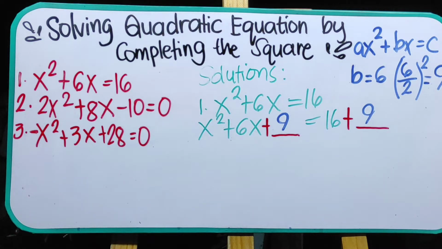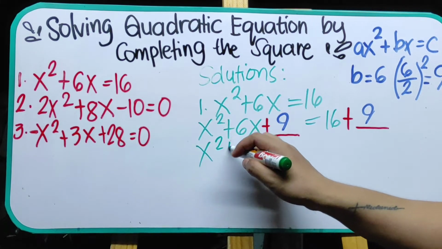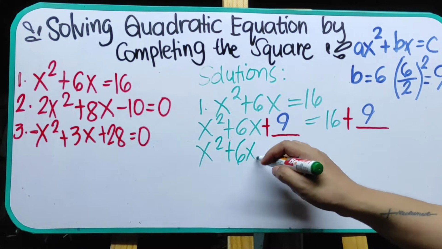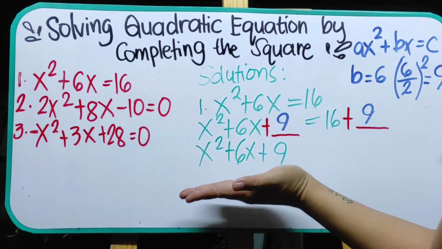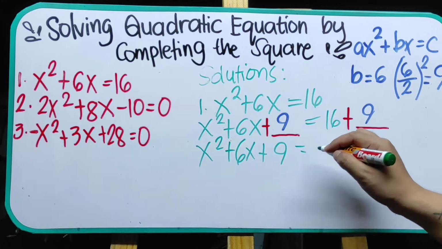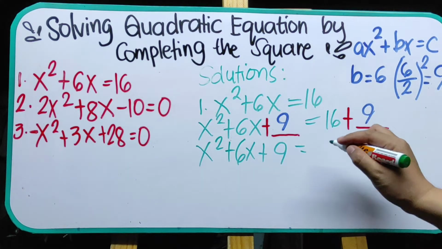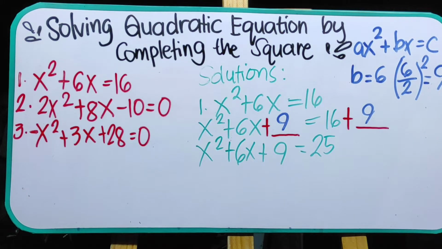Kung mapapansin ninyo, meron tayong x squared plus 6x plus 9. So, ikakopy lang po natin yan. So, yung nasa left side natin ngayon ay isa ng perfect square trinomial. And then, simplify po natin yung nandito. 16 plus 9 is 25.